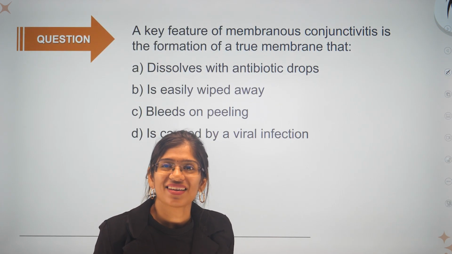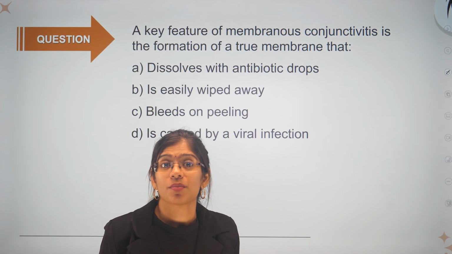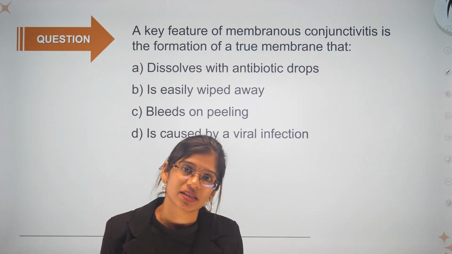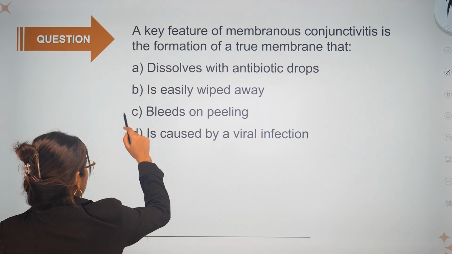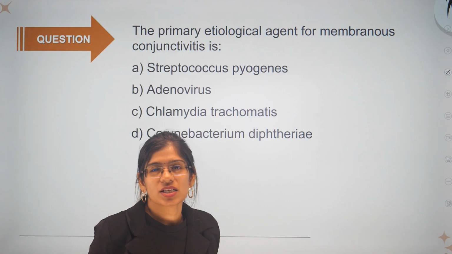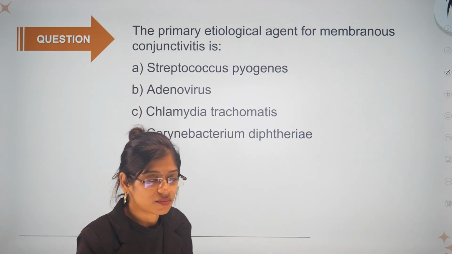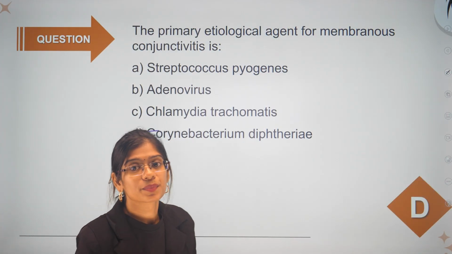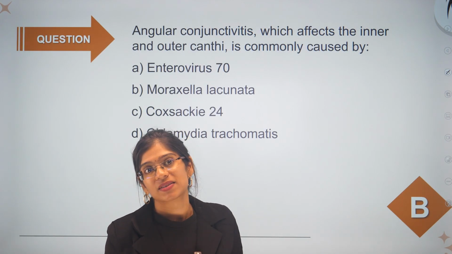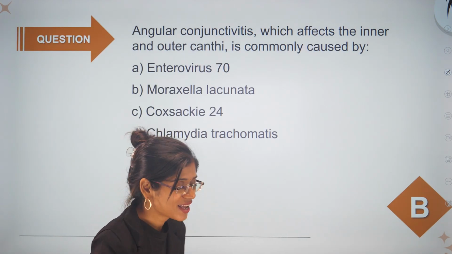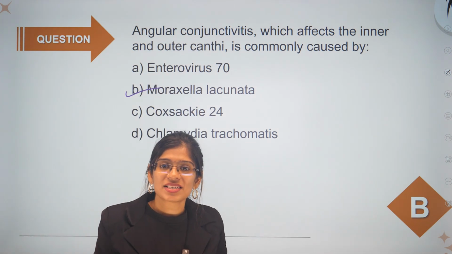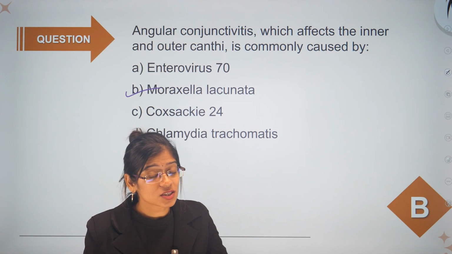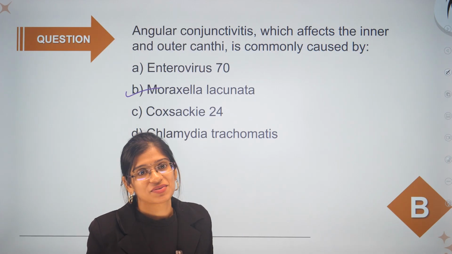A key feature of membranous conjunctivitis is the formation of a true membrane. What happens in membranous conjunctivitis? It will bleed on peeling. That is why it's called a true membrane, right? The primary etiological agent for membranous conjunctivitis is, very good, D, Corynebacterium diphtheriae. Angular conjunctivitis, which affects the inner and outer canthi, is caused by Moraxella lacunata. Enterovirus 70 causes which conjunctivitis? Hemorrhagic conjunctivitis.